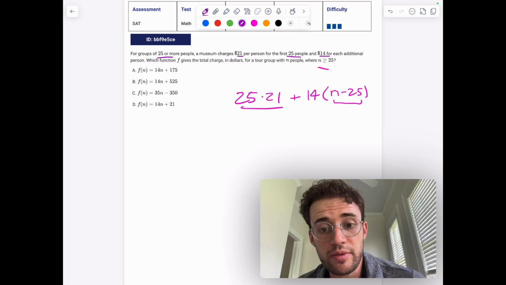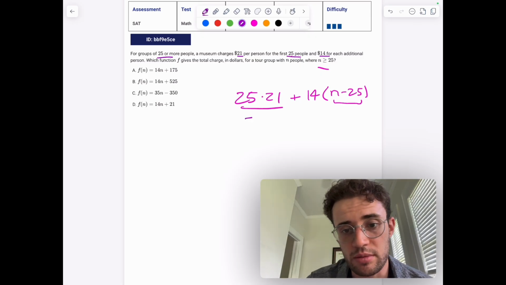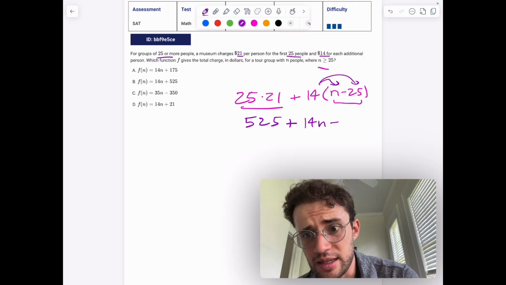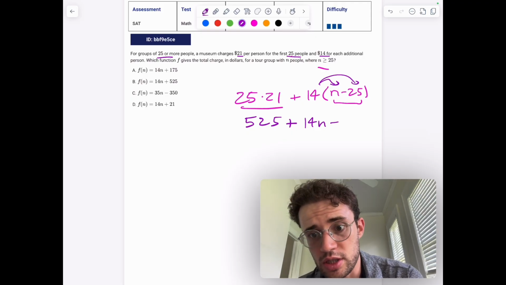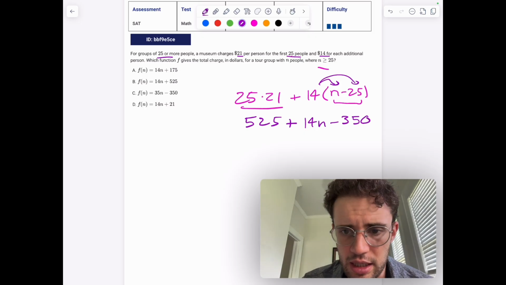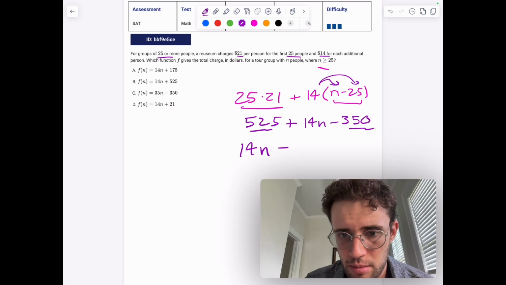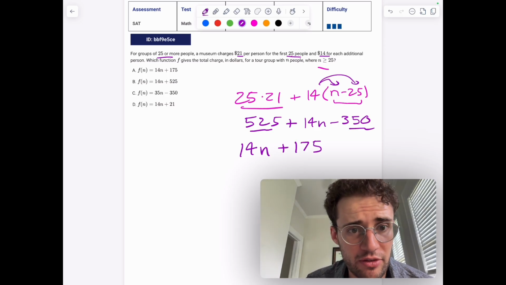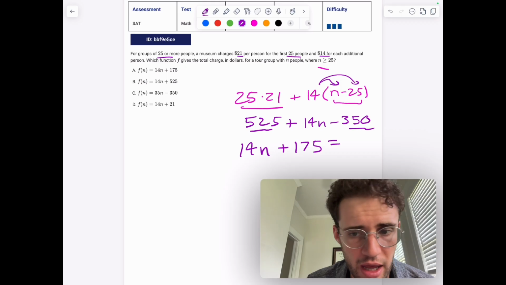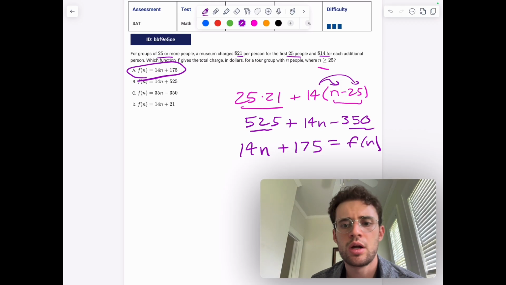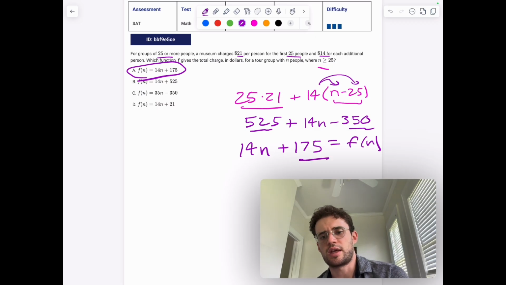25 times 21, we know 25 times 20 is 500, and we need one more 25, so it'd be 525, plus, if we distribute this 14, it gives us 14n, minus 14 times 25, which, let's see, 10 times 25 is 250, then 4 more would be another 100, so that's minus 350. And now we can just combine these like terms, the 525 and the 350. We get that 14n plus 175 is equal to the total amount you're paying, so f of n. And 14n plus 175 is option A. So that 175 is basically accounting for how much more those 25 people are paying than the 14 per person.